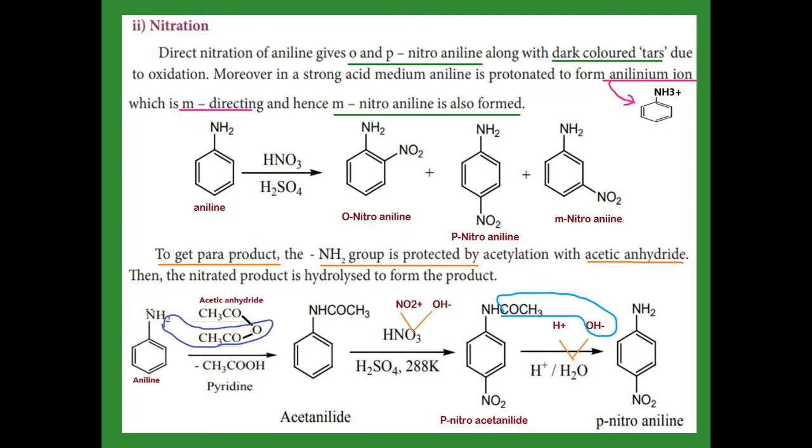Afterward, nitric acid is added, which means nitric acid splits into NO2 plus and OH minus. Then the NO2 plus is directed to the para position by acetanilide. Afterward, when water is added, water splits into H plus and OH minus. Blue color indicates the OH minus is attracted to the CH3CO. Then H plus is added to the NH, so that we get para-nitroaniline.